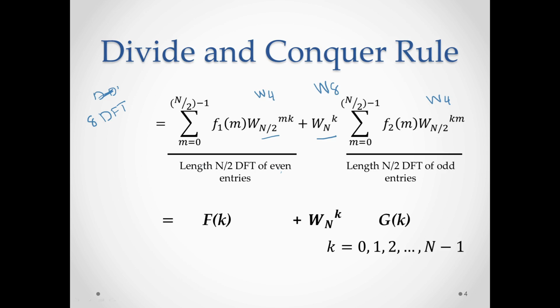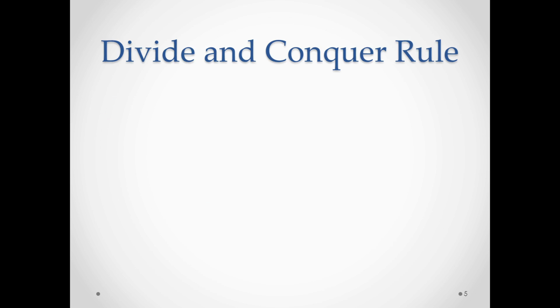So we can represent this equation as we have represented over here, where f of k would be the 4-point DFT of even entries, and we represent g of k as the 4-point DFT for odd entries, and the W and k part remain as they are. Now, showing this in terms of a diagram, we will do that on the next slide.